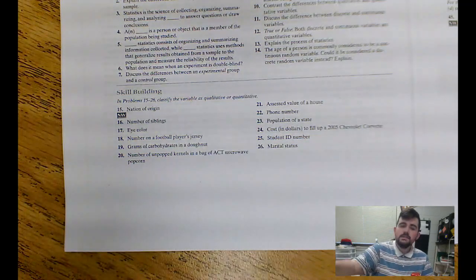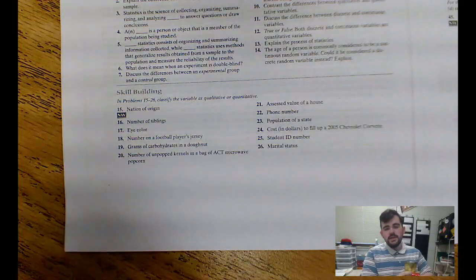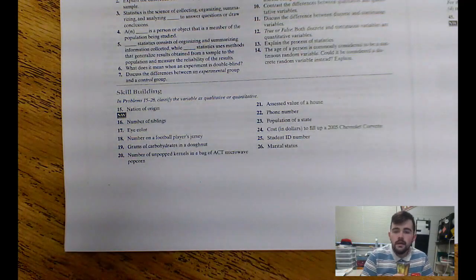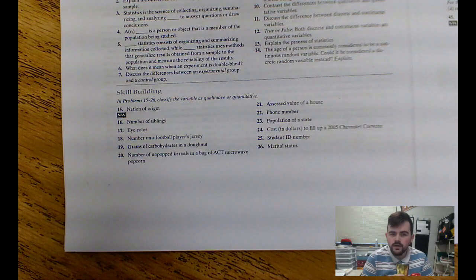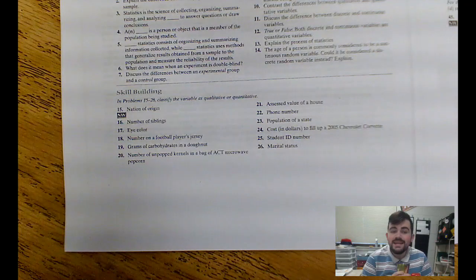Okay, so let's talk about these. Number 15, your nation of origin. It would make no sense to try to find the average or the sum of all the nations of origin. Now, you could totally find the most common nation of origin, but doing mathematical calculations with names is nonsensical. So nation of origin for 15 is qualitative.